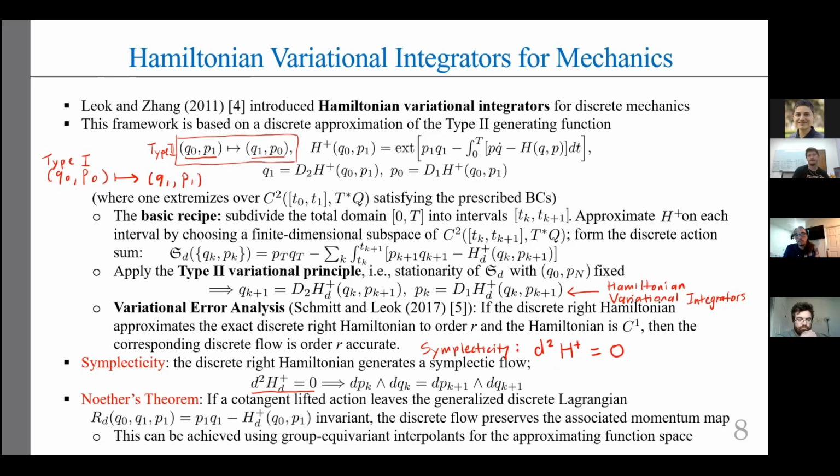And then you also have a similar kind of result about a discrete Noether's theorem. If you have a symmetry of your discrete theory, then it gives you a conservation law, an associated preserved momentum map. So I think that's all the material I wanted to talk about for mechanics. So before I go on, does anyone have questions?